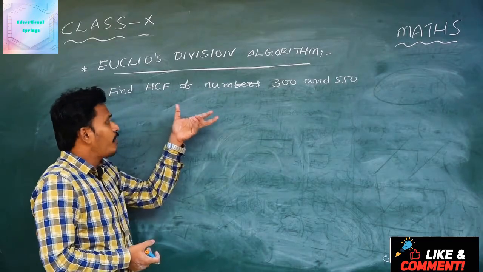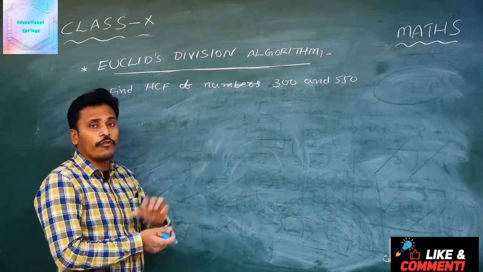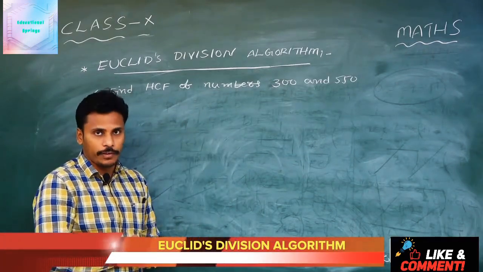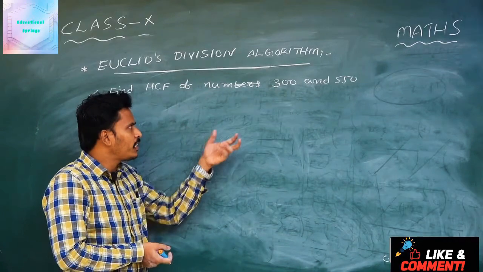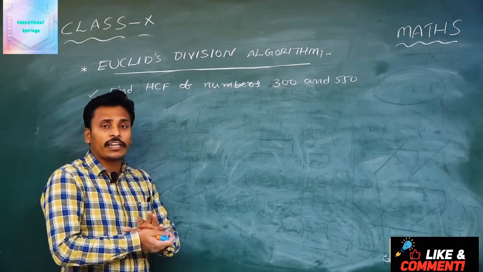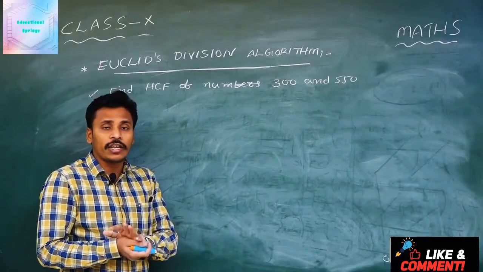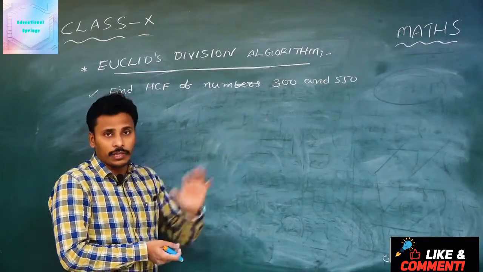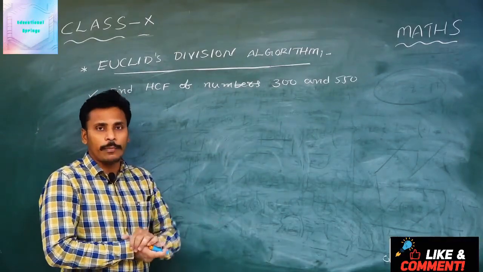See, we have a problem on finding HCF of the numbers. So I am going to find the HCF of the numbers 300 and 550. We have many ways to find the HCF of 300 and 550, like listing factors, but it is not included in our syllabus. So we need to find the HCF of these two numbers using Euclid's division lemma.